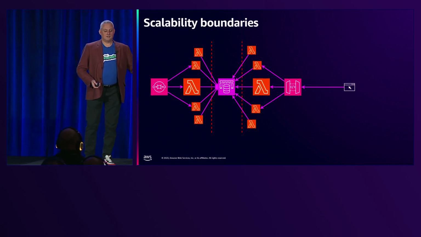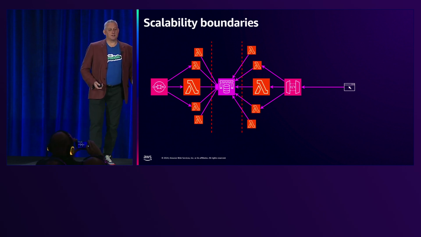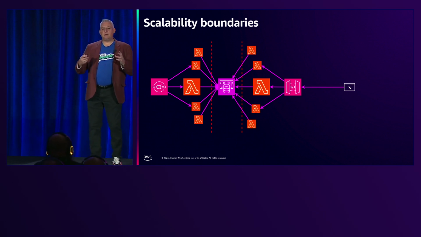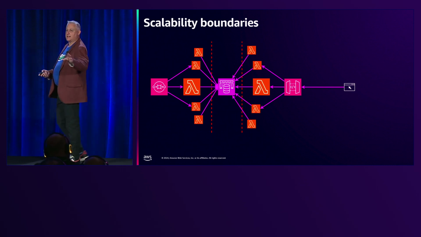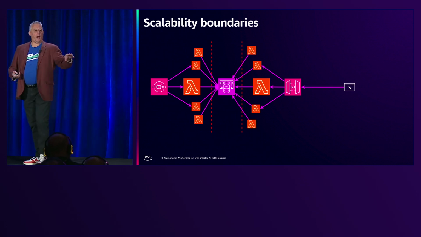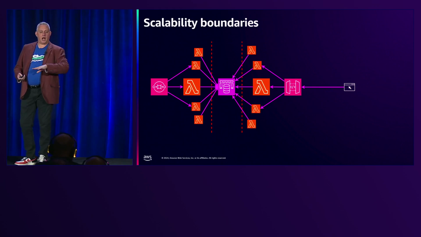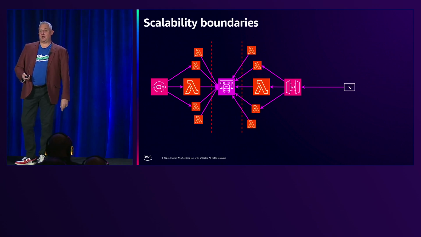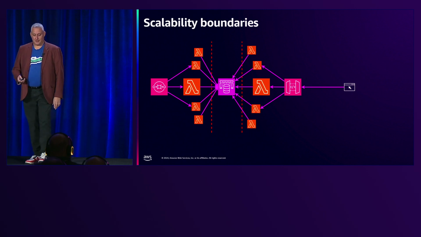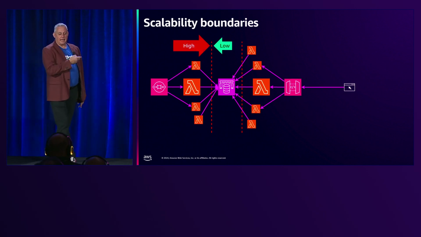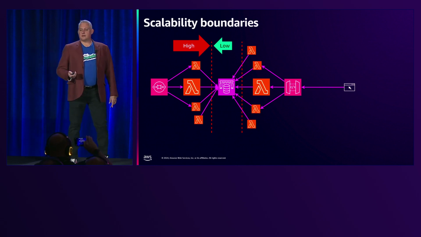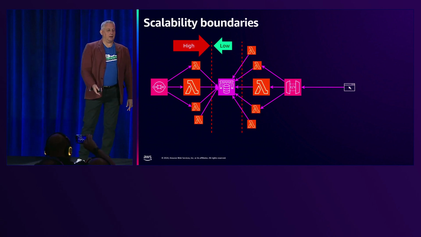So why does this happen? Well, as architects, it happens because we have scalability boundaries. Scalability boundaries exist in every serverless system, and as architects, we need to be aware of those while we're designing our systems, because these are the things that cause Lambda to go really wrong. And those red lines, that's where we have high scale, which is AWS Lambda, meeting something of lower scale.